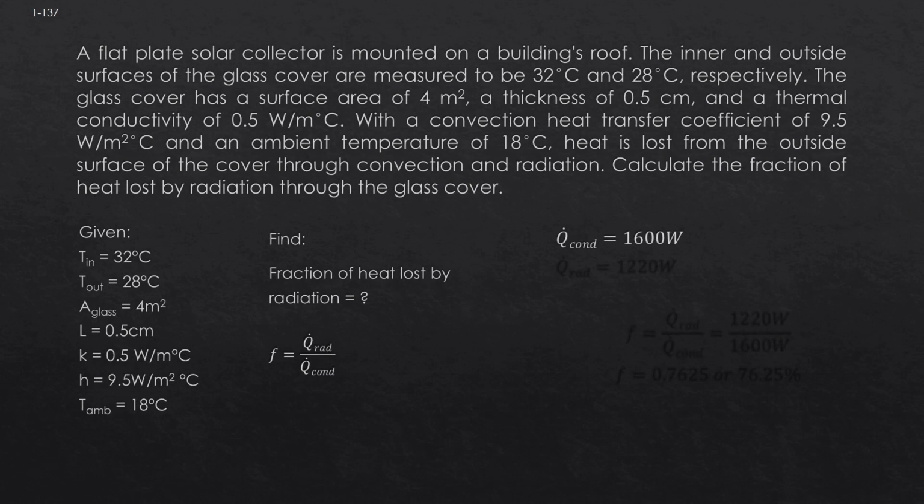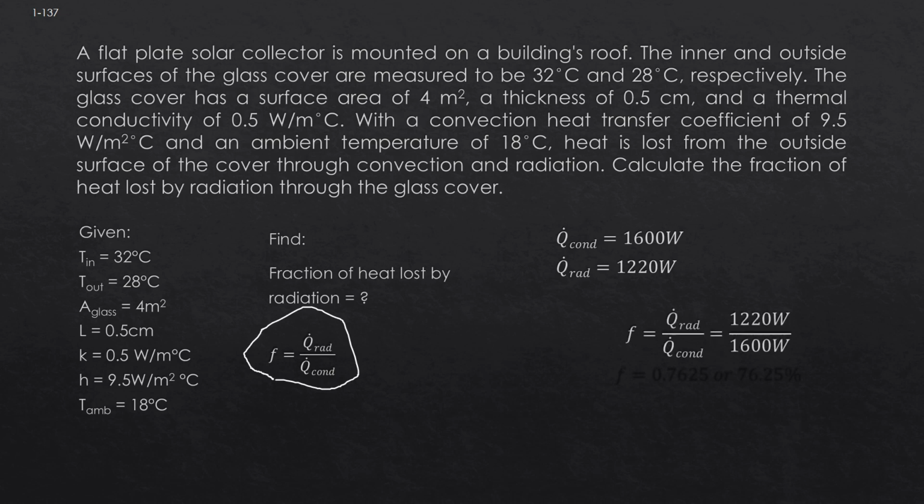So since we have the values of our rate of conduction and radiation heat transfer, we can just plug this into our equation. So plugging into our equation, we'll get F equals Q dot rad over Q dot conduction is equal to 1220 watts over 1600 watts. When calculating, you'll get F equals 0.7625 or 76.25%. And this will be our final answer in this problem.